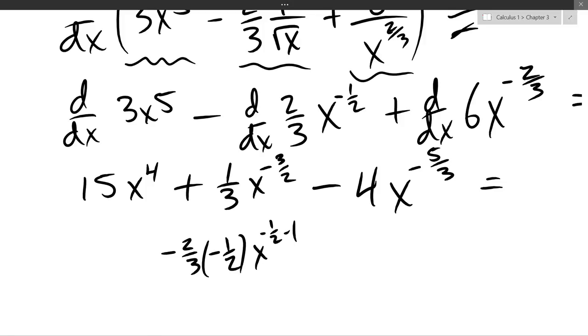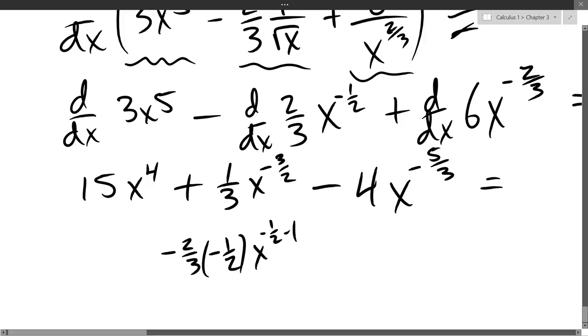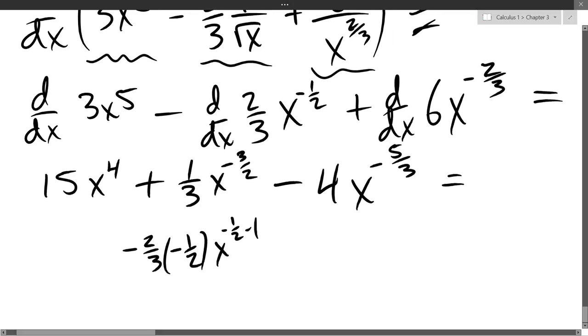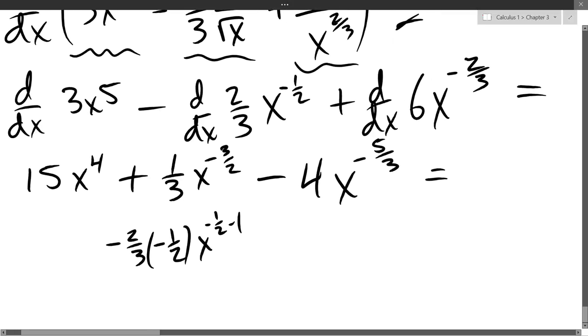And then negative 1/2 minus 1, which I recommend that you do these subtractions somewhere. It's very easy to subtract 1 incorrectly. So negative 1/2 minus 1 is negative 3/2. Make sure that you're careful with that. I'm showing you how to not be careful because I've taken these derivatives probably 700 times or so. When you've taken your 700th derivative, you can skip steps too.